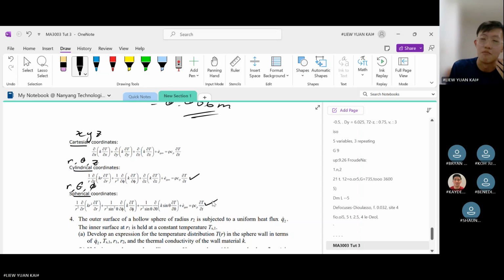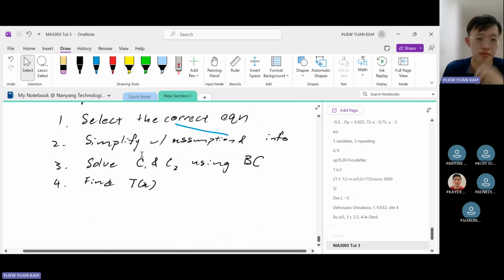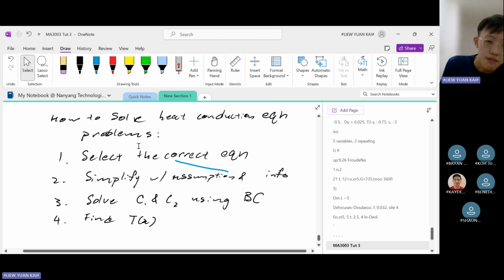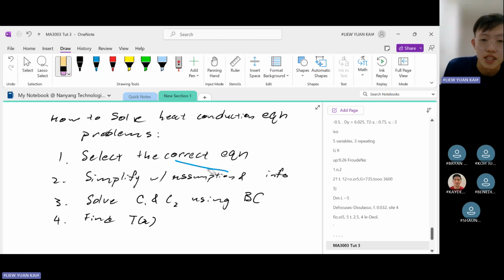Anything else, and mostly this is a rectangle, though not necessarily. There are some cases where I see it's not a rectangle. Then you use the Cartesian. Okay, so step one is very easy. Step two, simplify with the assumptions and the information. I think it's best if I just go through the question to see what step two looks like.